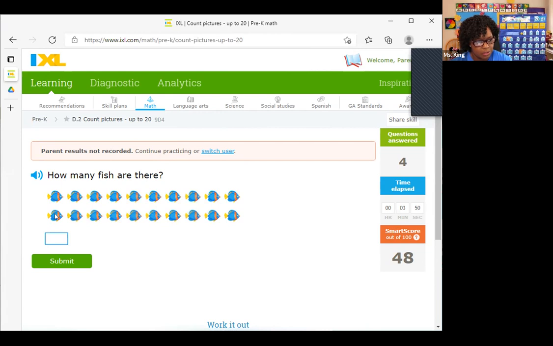1, 2, 3, 4, 5, 6, 7, 8, 9, 10, 11, 12, 13, 14, 15, 16, 17, 18, 19, 20. 20 fish. And the number 20 is what? A number 2 and a 0. 20. All right. Good job, Lovies. All right, last one. How many fish are there? Ready?